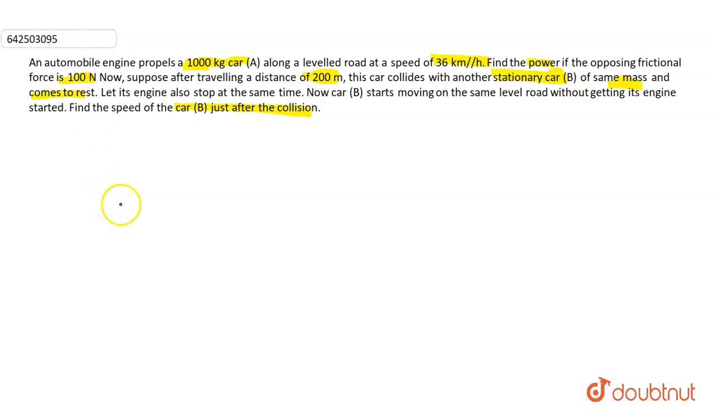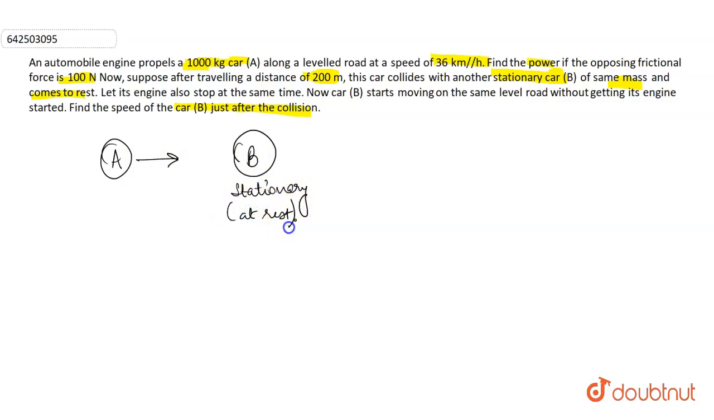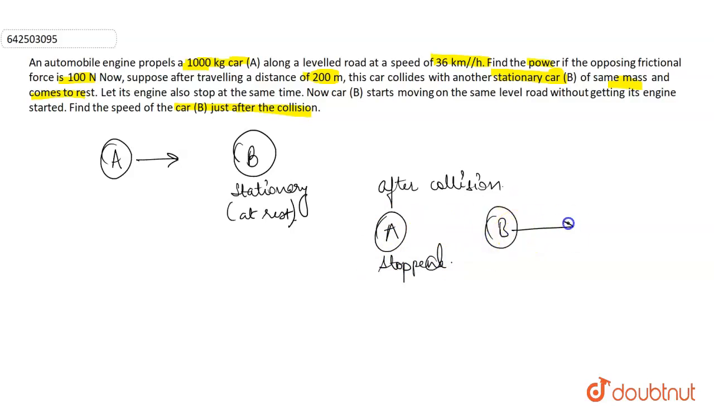Let us write what we've got here. We have car A. This is moving towards car B. Car B is stationary right now, at rest. Then car A collided with car B. After collision, car A stopped. The engine stopped. But it pushed car B. Now car B started moving. This is in motion now. And we need to find out the speed of car B after collision.